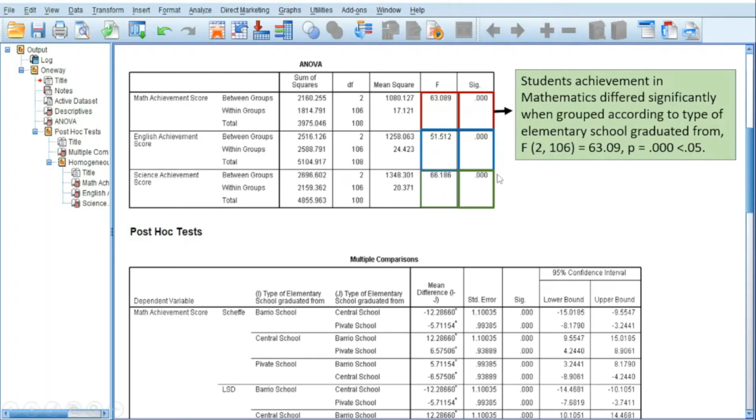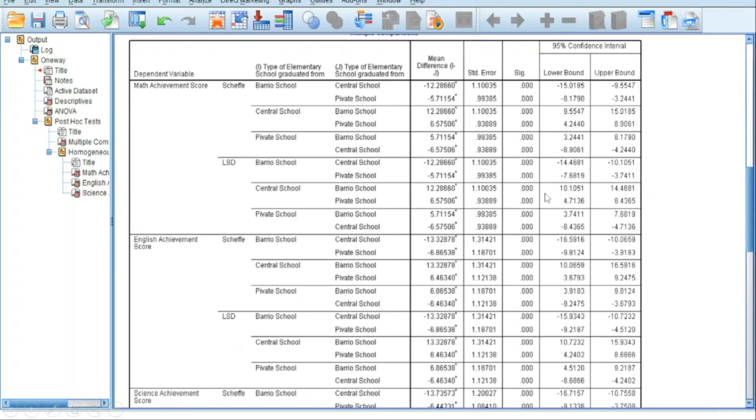Okay. Now, since we observe significant differences in these three variables, the next thing that you need to look at will be the Posthoc test. Alright. So the Posthoc test will show us which of these variables differed significantly. What do I mean by that? If I try to look at the results of the LSD, or the least square difference, if we compare the mean score of students who came from various school and from central school, there is a difference of negative 12.29. Alright?